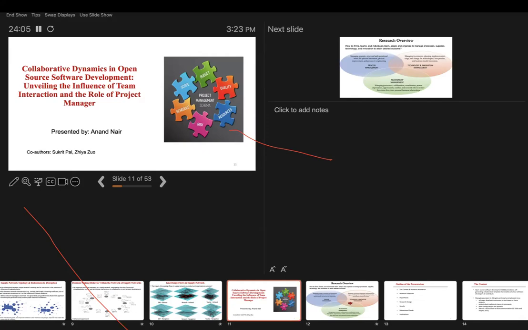In open source development, there are certain unique aspects which make it an interesting context to study from an organizational perspective. So we want to understand the influence of team interaction and the role of the project manager, the one who owns that project in the open source project. It's been co-authored with Sukrit Pal, who was my doctoral student and is now at Iowa State, and Zia Zhuo, who's at the Chinese University of Hong Kong. So we collaborated on this.